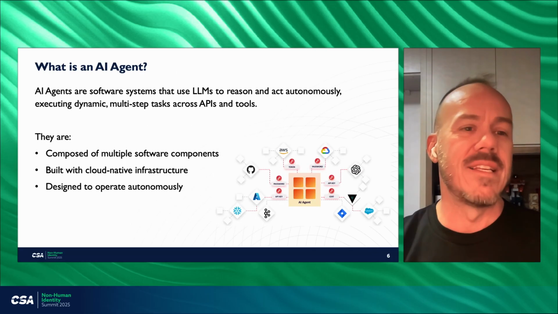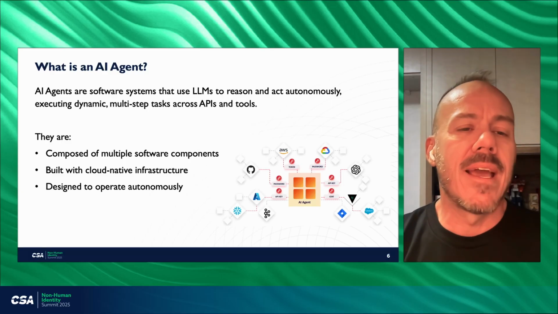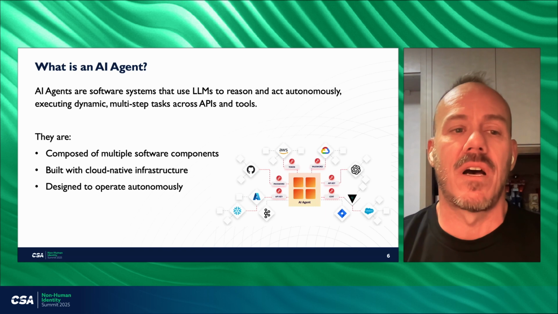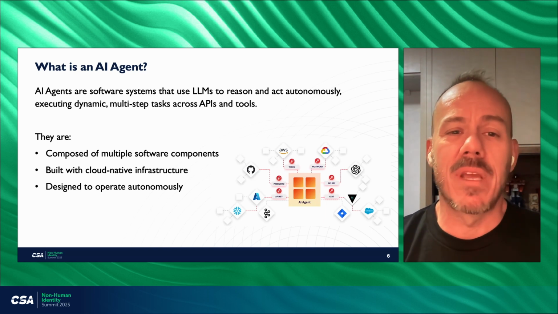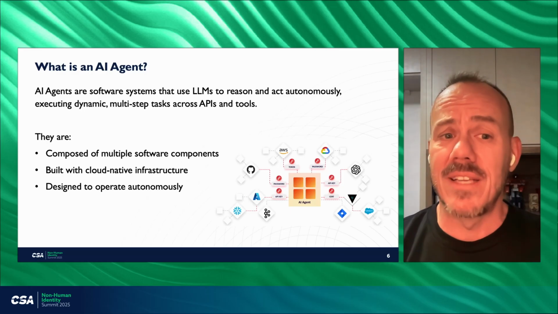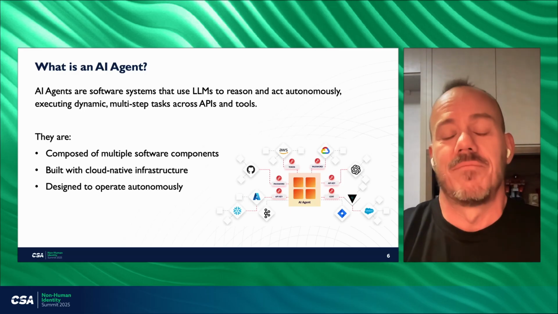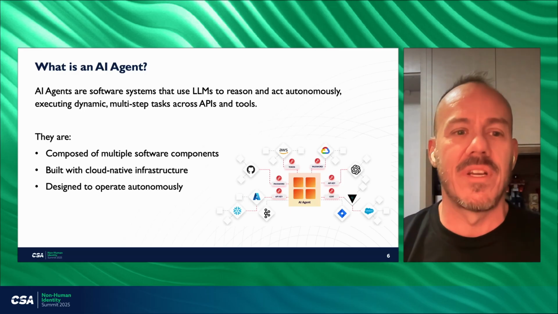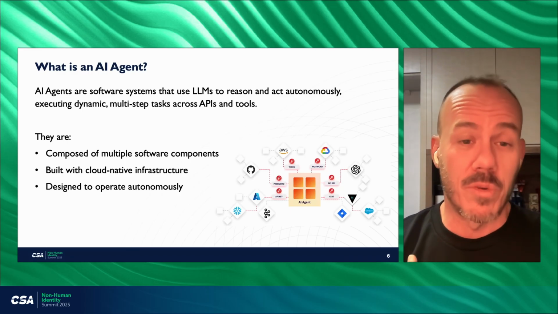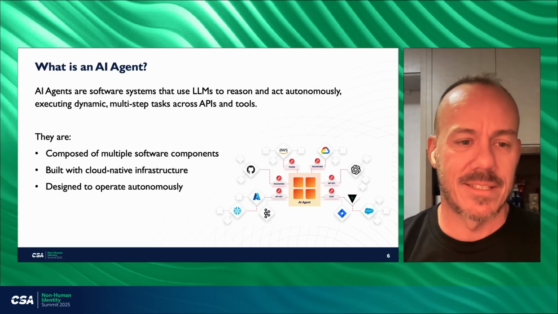So first off, what is an AI agent? AI agents are software systems that use LLMs to reason and act autonomously. They execute dynamic, multi-step tasks across APIs and tools. This last phrase is really important, and I think that's the essence of an AI agent: they are dynamic and they can both plan and execute multi-step tasks.